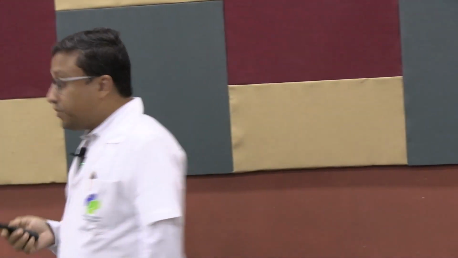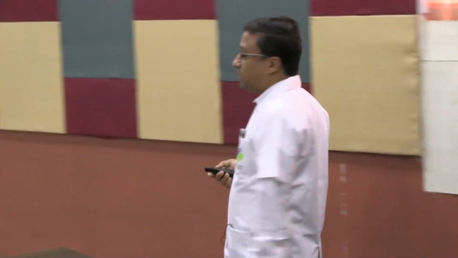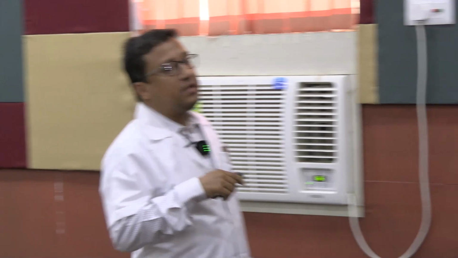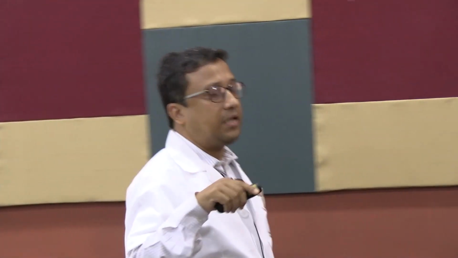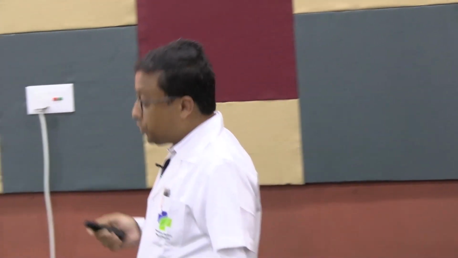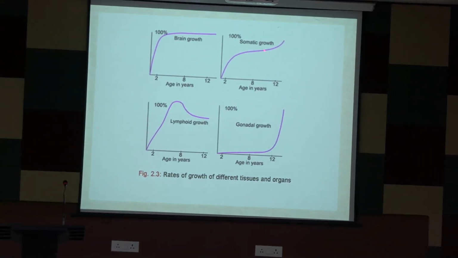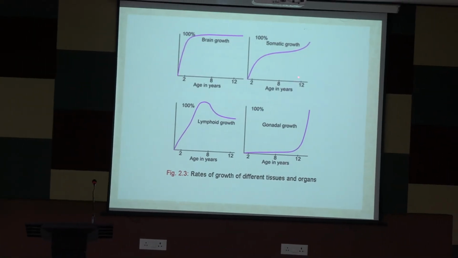Then come to the somatic growth. Somatic growth means skeletal growth. I have already told you that growth is very rapid during the early periods of life, then it goes slowly down, then steady, and again there is a growth spurt when they reach puberty. Rapid during early childhood, then steady, then again it goes upwards at puberty.